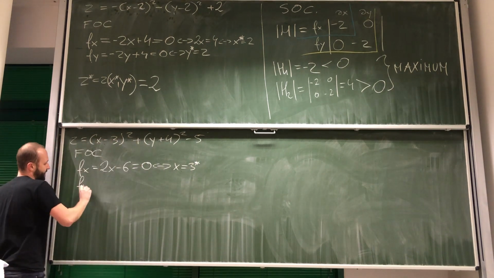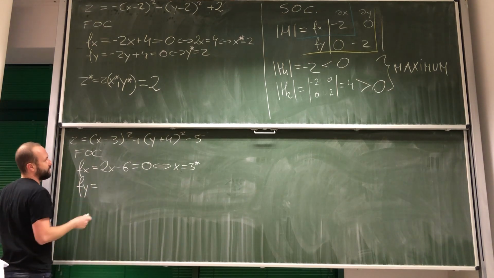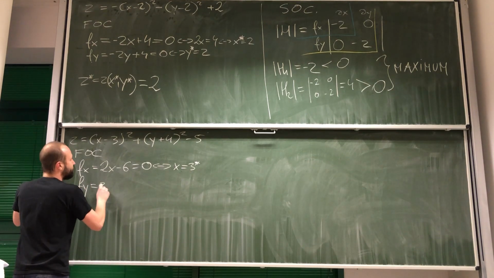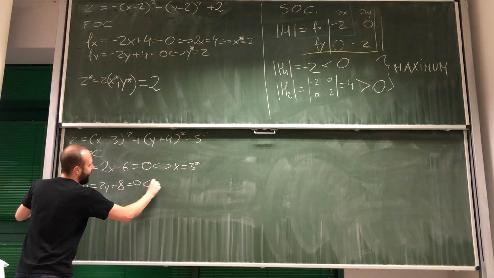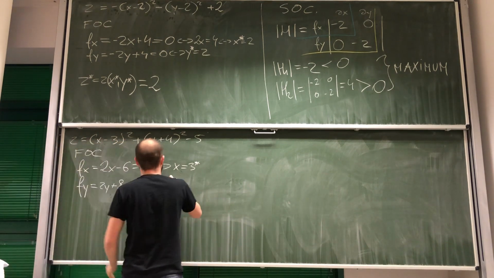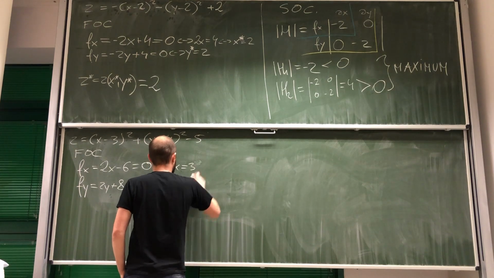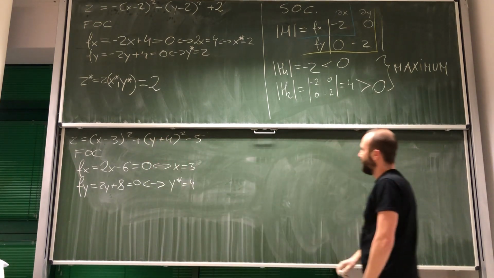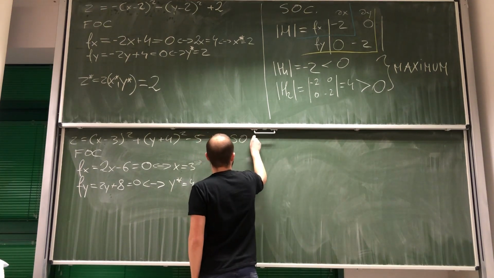And then fy, the derivative with respect to y, is going to be 2y plus 8 equal to 0, and out of this I'm getting that y is equal to negative 4. Okay, so now we're ready to move to the second order condition.